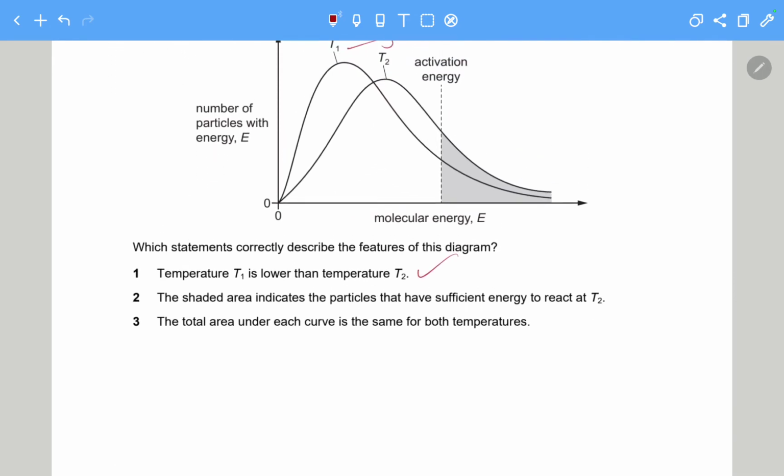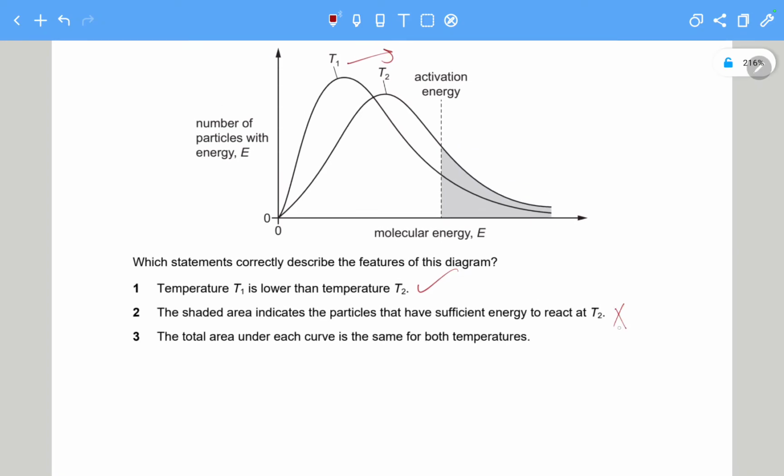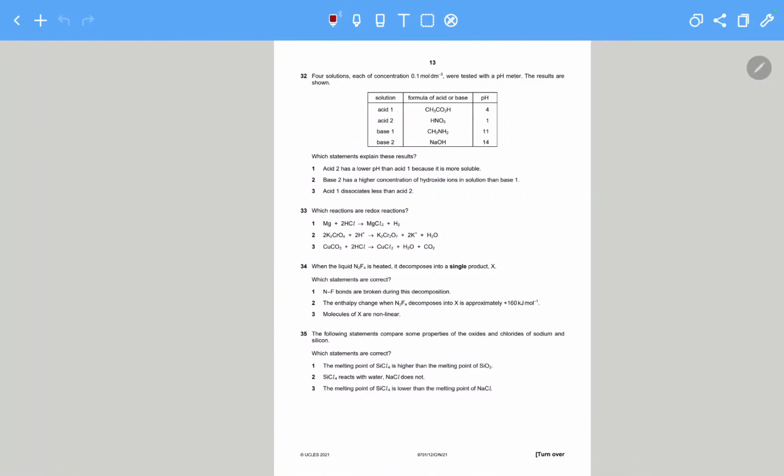And then the shaded area indicates the particles that have sufficient energy to react at T2. That's correct as well, because this whole shaded area is for particles with sufficient energy to react at T2. And the total area under each curve is the same for both temperatures. Yes, because the total number of molecules is the same, so the total area under each curve will also remain the same. I meant to place a tick over here, so it's A. All three are correct.